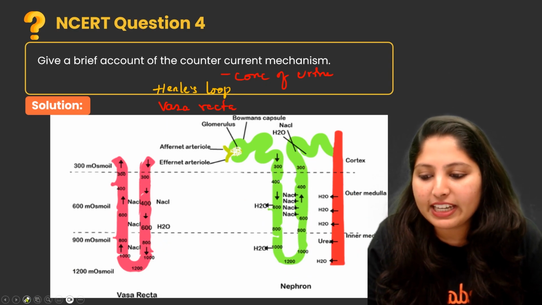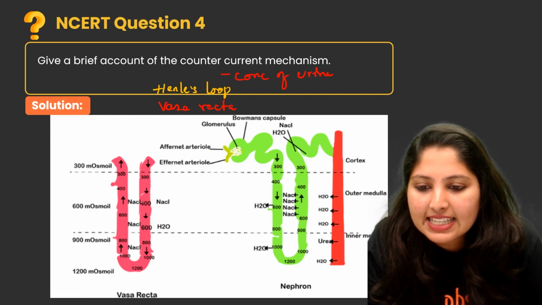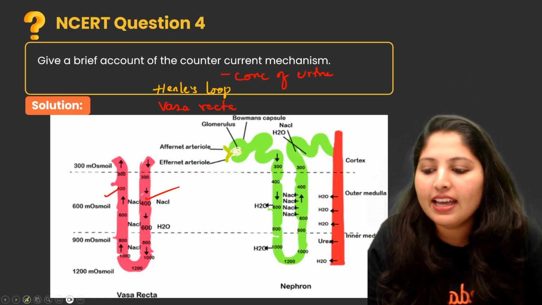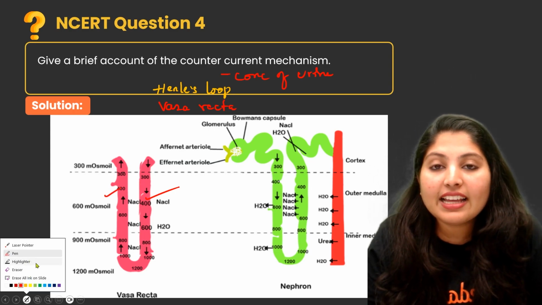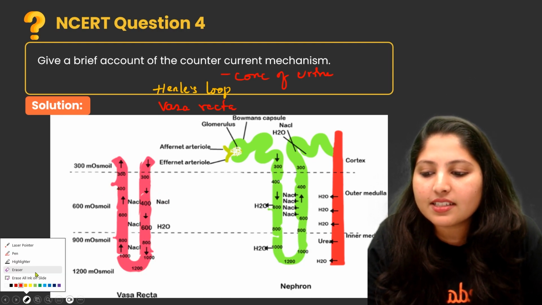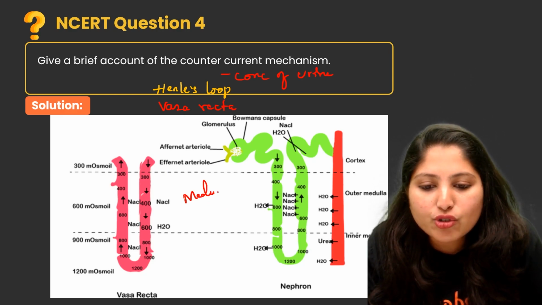Let's see the remaining part. So this is the descending limb and this is the ascending limb. Yes, so the Henle's loop is present. Where is this Henle's loop present? In the kidney, in the medulla region.